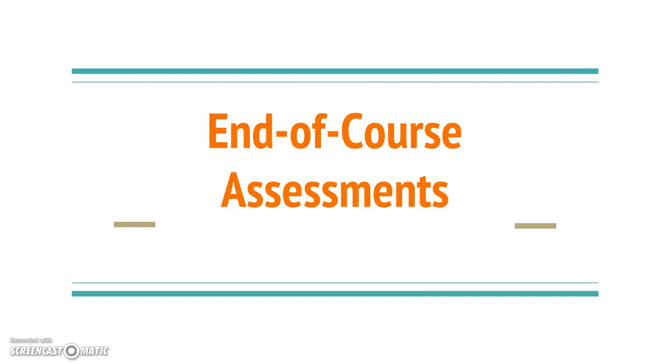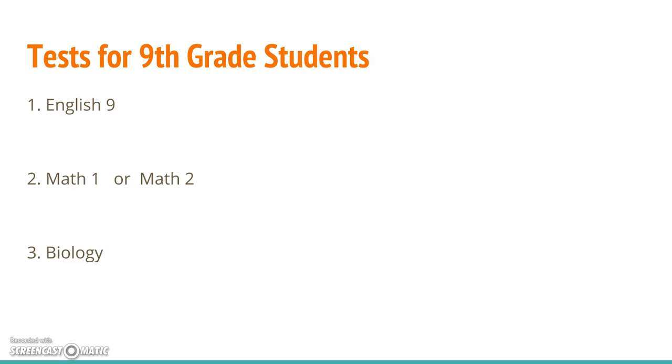Today we're going to be talking about the end-of-course assessments that begin tomorrow. The end-of-course assessments given to 9th grade students are English 9, Math 1 or Math 2, and Biology. A student taking Math 3, for example, will only take English 9 and Biology.